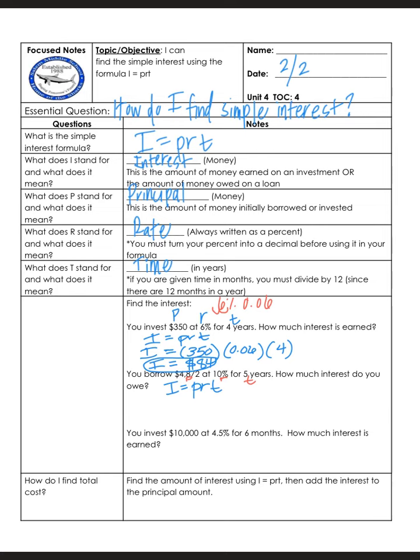So let's go ahead and plug these things into our formula. So our principal is 4,872. We cannot write our 10% like that. We need to change it to a decimal. So when we move the decimal point 2 spaces to the left, we get 0.10 or 0.1. You can just put it like that. And then I need to put a 5 in parentheses because that's the amount of time. So when I multiply all of these things together in Desmos, I am going to get I equals, and put my dollar sign, $2,436.